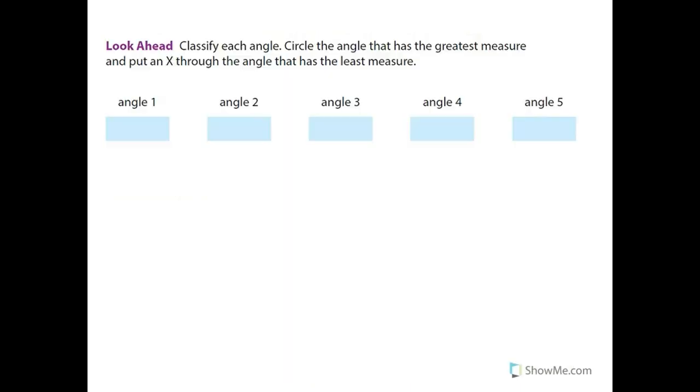Alrighty. And then our look ahead says classify each angle. Circle the angle that has the greatest measure and put an X on the angle that has the least measure. So angle 1, angle 2, angle 3, angle 4, and angle 5. Here is what each of those angles will be. Angle 1 is acute, angle 2 is right, angle 3 is acute, angle 4 and 5 are obtuse.